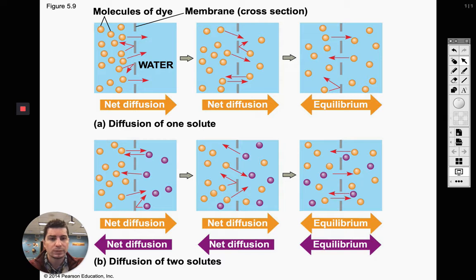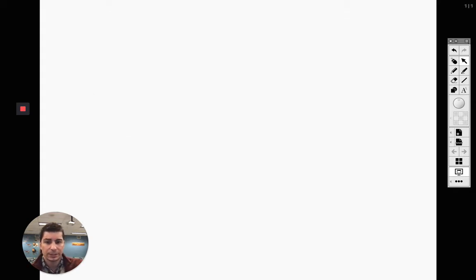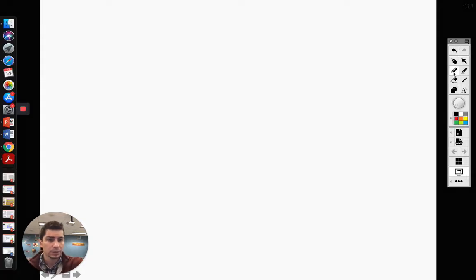Now, equilibrium is when we have an equal concentration of our solute to our solvent on both sides of our membrane. And again, let me just repeat that. It is equal concentrations, not equal particles. It's equal concentration of our solute to solvent on both sides. So let me draw a picture for you of our cell membrane, because I think this will be more useful for us than the book's diagram.